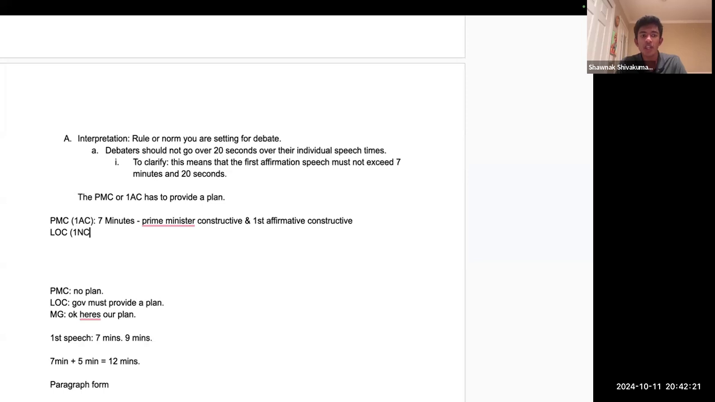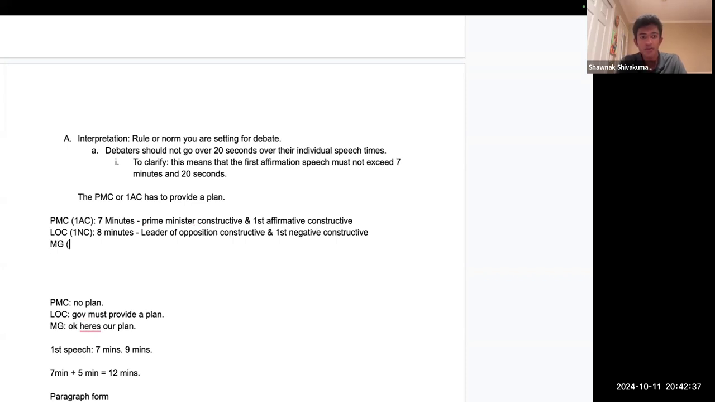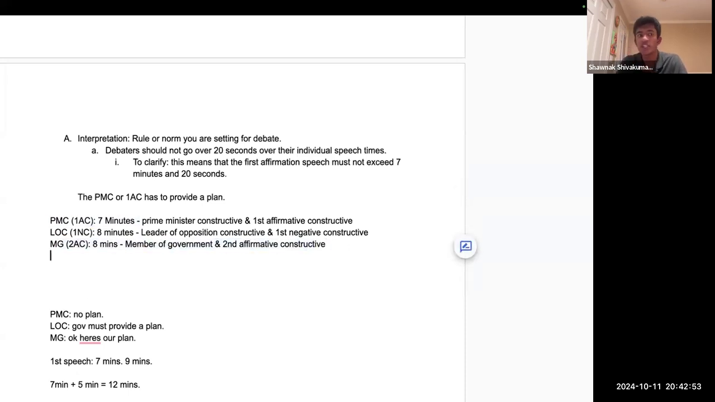Yeah, this is known as the 1NC. This is 8 minutes. This is the leader of opposition constructive and first negative constructive. Then the MG or the 2AC, which is 8 minutes, which is the member of government and second affirmative constructive. So when they say they must provide in the constructive speeches, that actually doesn't mean just the first speech. That also means the second speech.